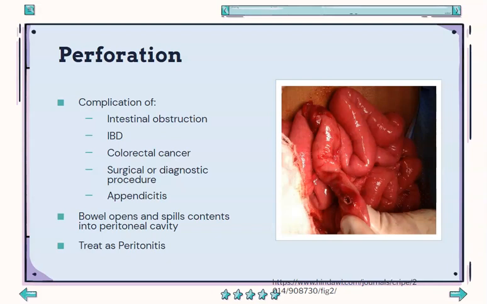This is essentially where the bowel opens up and then contents of the bowel spill out into the peritoneal cavity. And we're really going to treat this as peritonitis, the inflammation of the peritoneum: antibiotics, anti-inflammatories, lots of fluids, and monitoring.